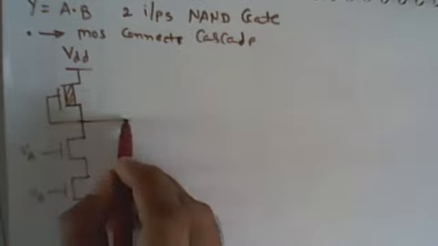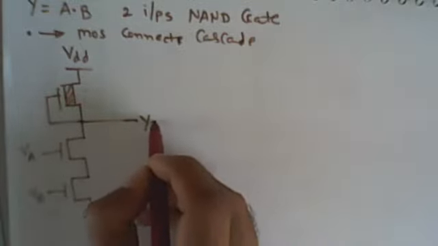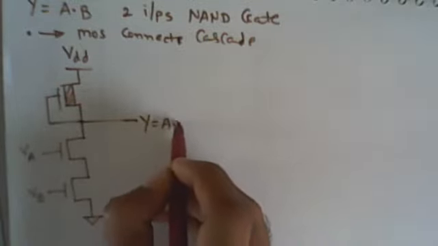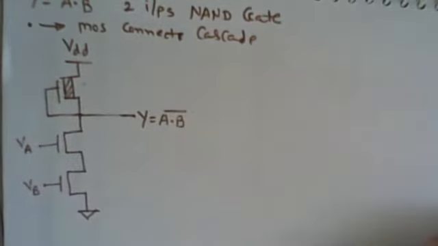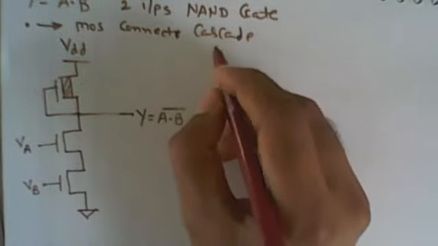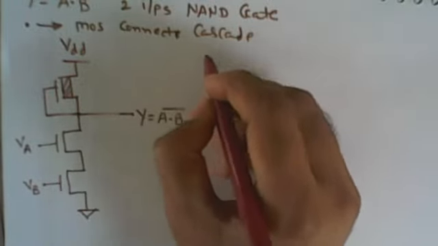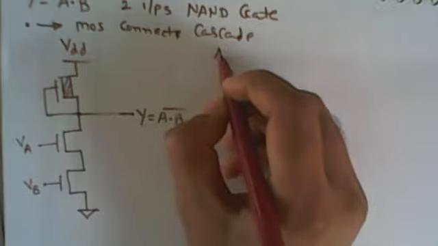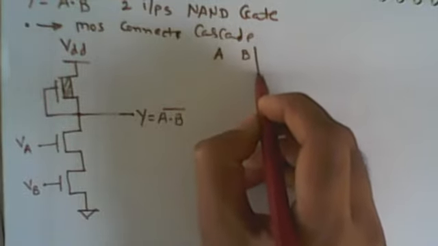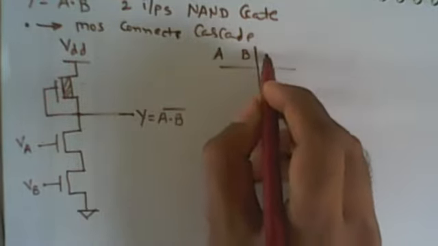And here is the output Y, which is equal to A into B bar. Okay, so let's see how it is A into B bar. So let's take the conditions. First, write the truth table of a two-input NAND gate.